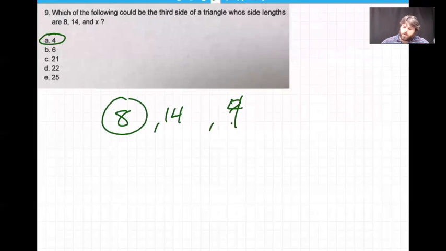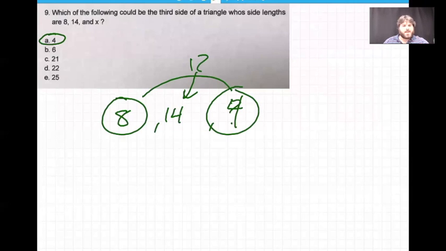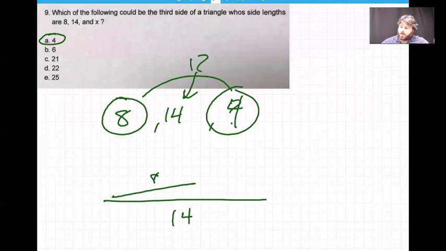Well, remember the two smaller sides have to add up to be bigger than the third side. So 8 and 4 make 12. It's not enough. You're going to have a 14 here, an 8 here, and a 4 here. They're not going to even be able to connect with each other, as you can see. It's just not enough. You need more distance here to connect with that, okay?